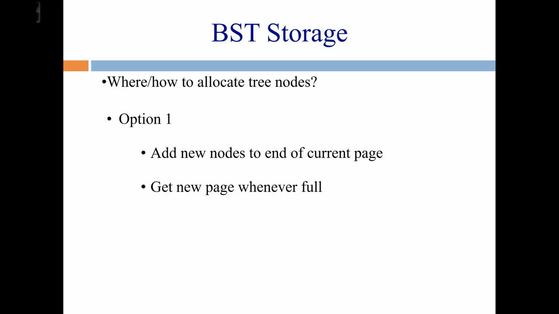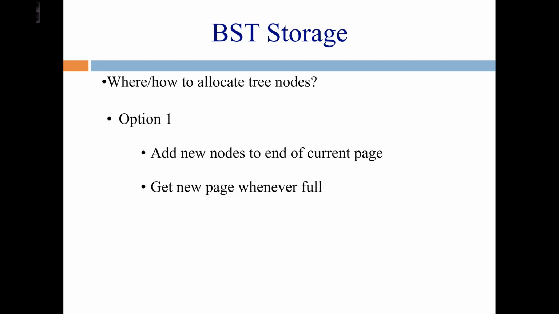But if we're building this tree on the disk, we have to decide where on the disk to put new nodes. So the simplest option is we'll just keep track of the current page that we're dealing with, and as we are adding new nodes, we'll just put them onto the end of that page until the page gets full. Once it gets full, we ask for a new page from the disk and start putting new nodes in there. And then we just have to make sure all the pointers are going to the right places, so there may be pointers going all over the place in terms of pages.